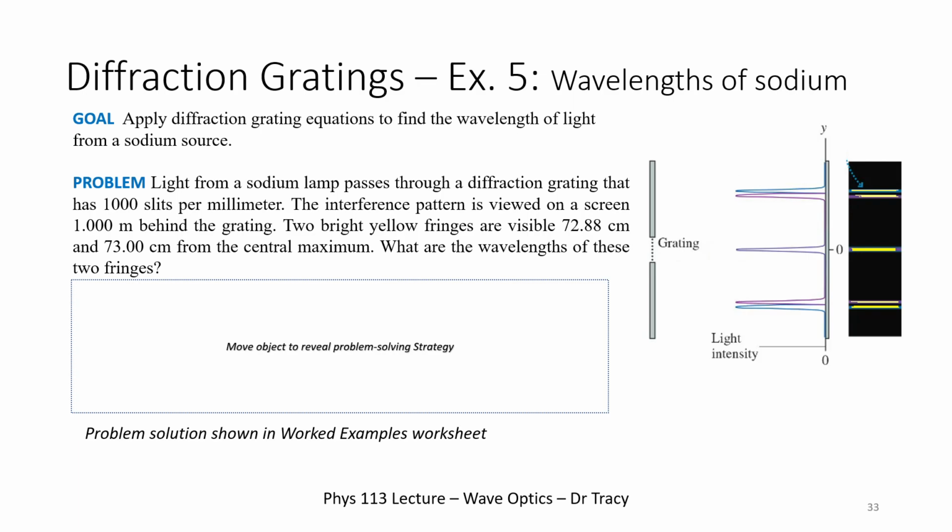So let's do an example and consider the wavelengths of sodium. The diffraction grating is applied to a sodium lamp, and it provides 2 bright yellow fringes that are projected onto the screen from the central maximum. The diffraction grating is given as 1,000 slits per millimeter, and the interference pattern is viewed on a screen 1 meter behind the grating. Don't let all those decimal places throw you off. That's still 1 meter, so this is going to be the length L. The 2 bright yellow fringes are visible at y values of 72.88 centimeters and 73 centimeters from the central maximum. What are the wavelengths of these 2 fringes?